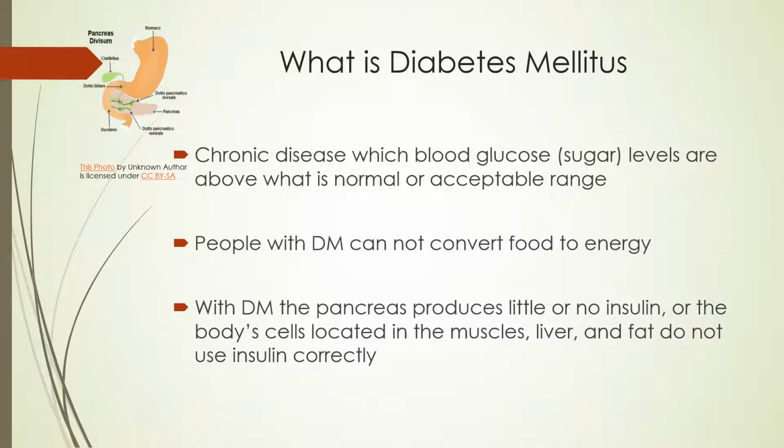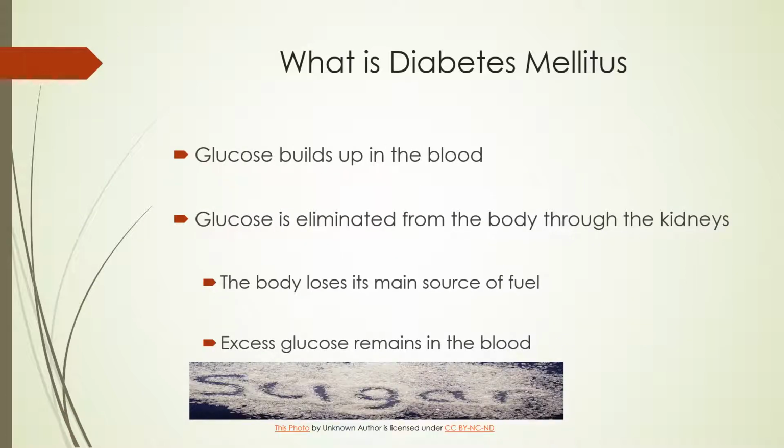In people with diabetes, the pancreas will either produce little or no insulin, or the body's cells located in the muscles, liver, and fat will not use insulin correctly. So you're going to have a buildup of the glucose, the sugar, in the body and the blood, and then the glucose is going to be eliminated from the body through the kidneys. So the body will lose its main source of fuel, and you'll have excess glucose still remaining in the blood.